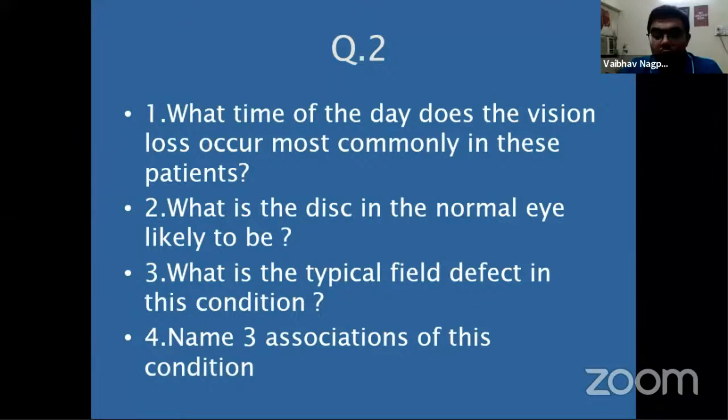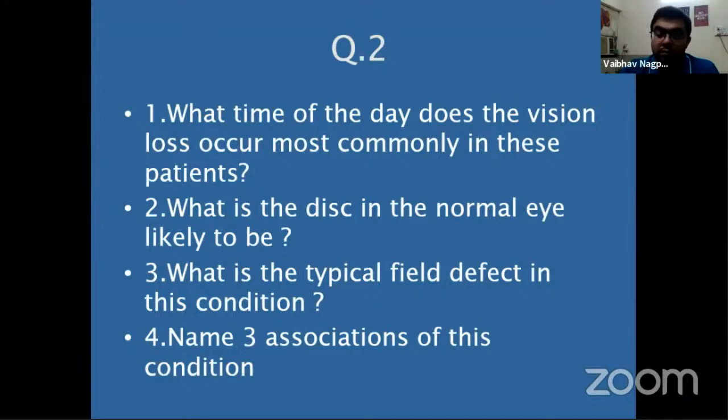Mostly the vision loss occurs after waking up, sir. And the pathophysiology behind. So was I audible, sir? Now you are. Yes, sir. So most commonly, the patient complains of loss of vision on waking up, and this is because of the nocturnal hypertension which occurs generally, and the disc in the normal eye is likely to be crowded. If there is a high risk disc, then we have to find that. And typical field defect will be an altitudinal defect, obeying the horizontal meridian.